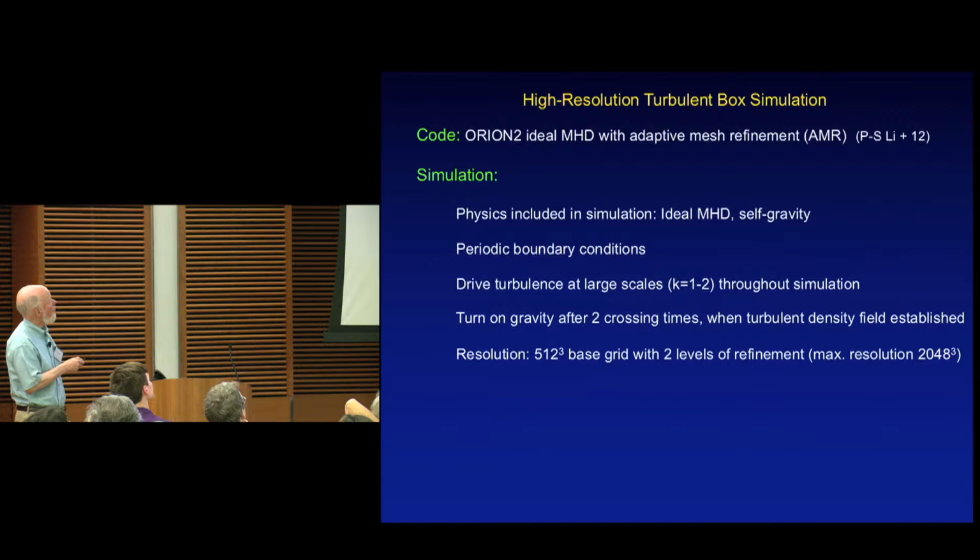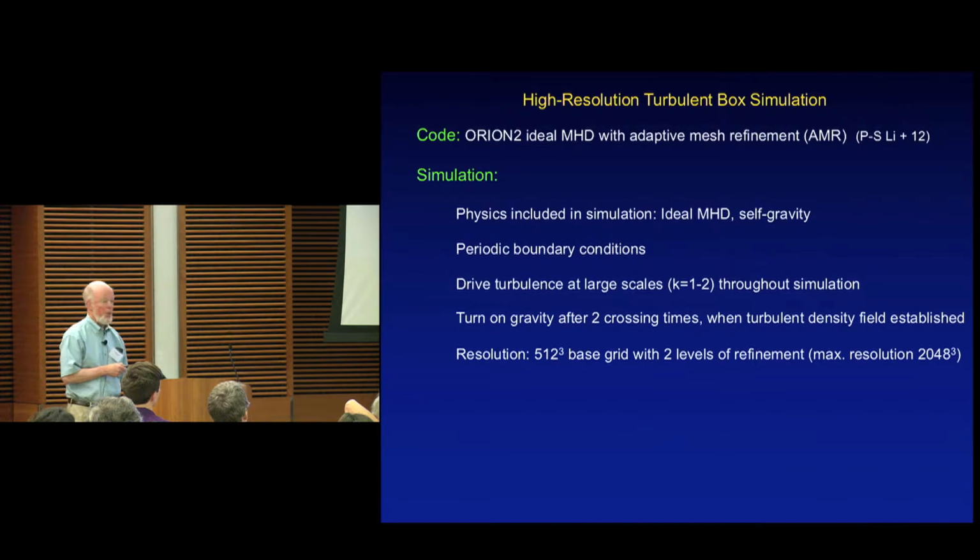So we used a high-resolution simulation using our code Orion 2, and included in the physics is just ideal MHD and self-gravity. We have periodic boundary conditions. We drive the turbulence at large scales throughout the simulation. We turn on the gravity after 2 crossing times when the turbulent density field is established, and then our resolution was 512 cubed with 2 levels of refinement, for a maximum resolution of 2048 cubed.